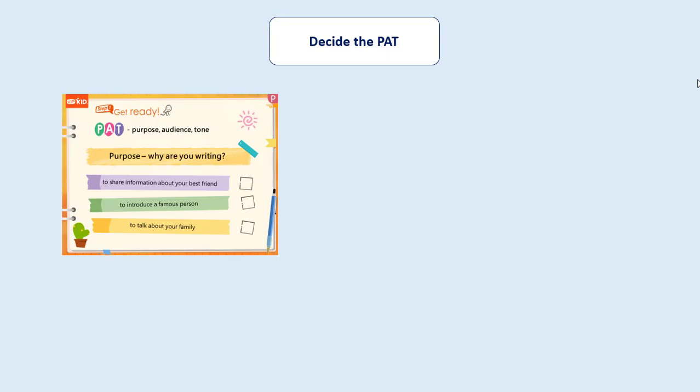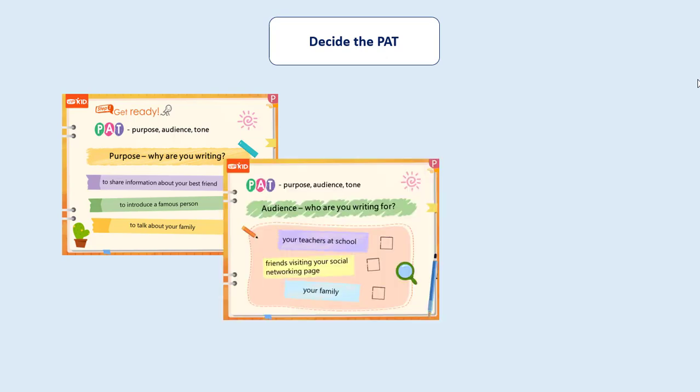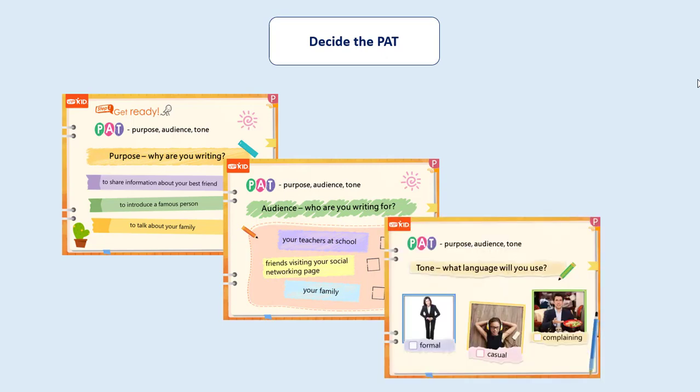So PAT stands for purpose, audience, tone. Purpose is why are you writing? And you'll walk your student through as to why are they writing this piece. Next, audience, it's who are you writing for? Your student can begin to understand that if I'm writing for this group or this audience, how can I change the way that I write? And finally, T is for tone. So what language will you use? Will this be formal, casual, complaining? These are different types of tones that your student will learn about in this course.